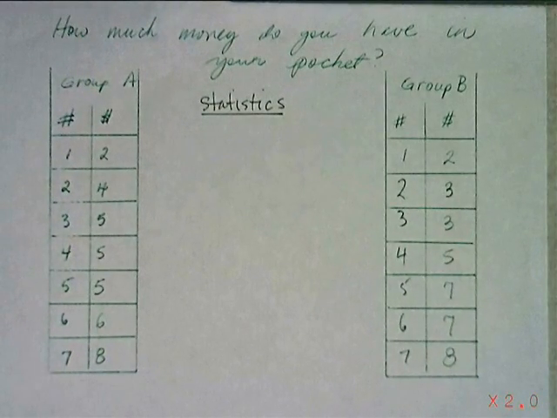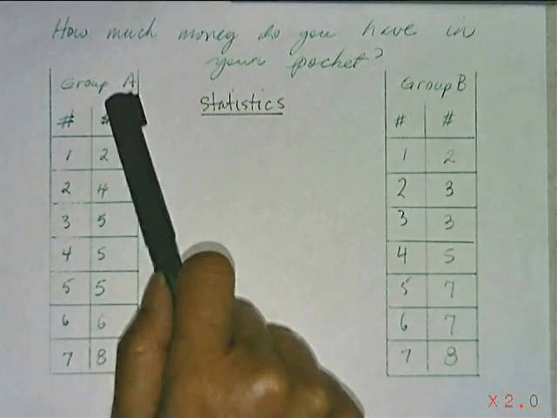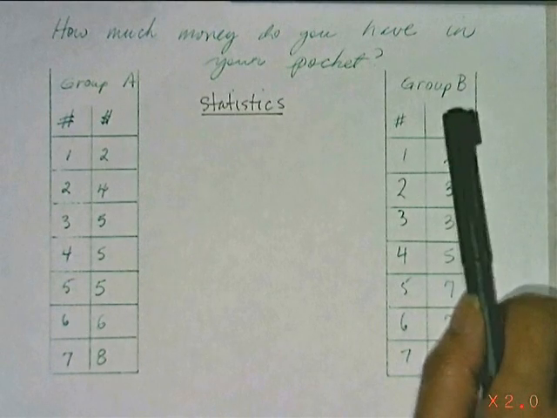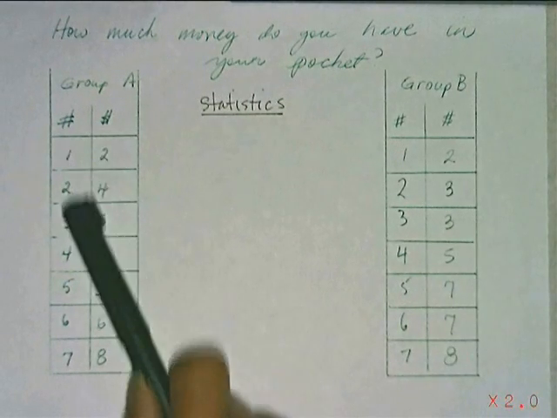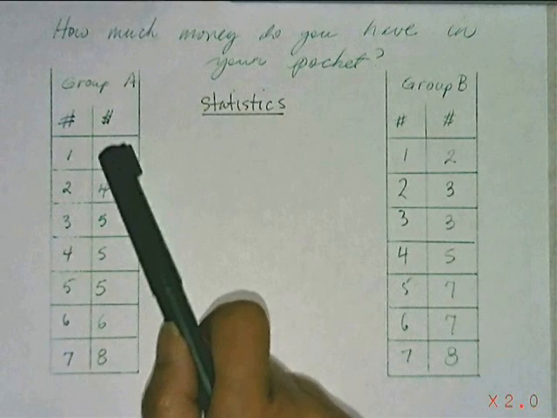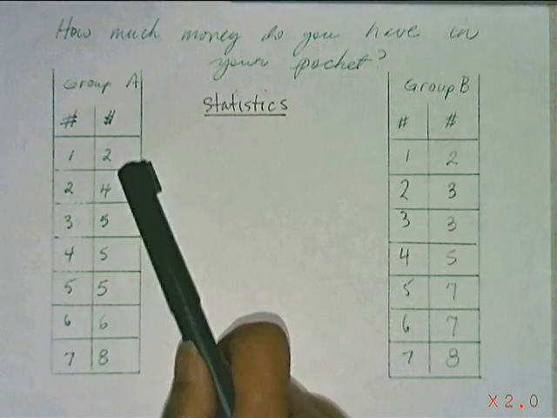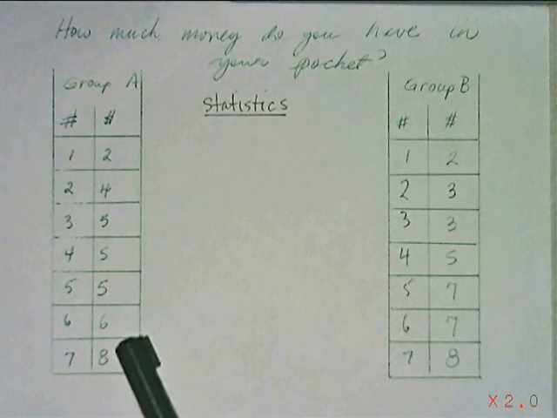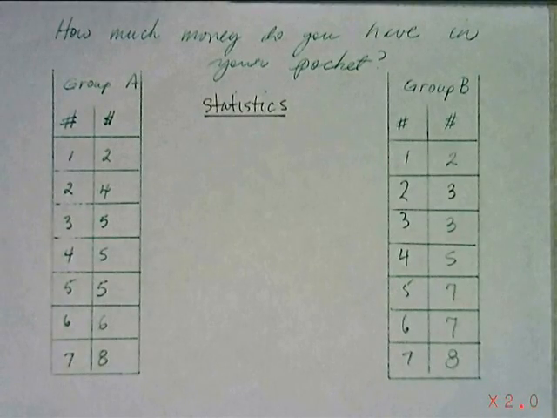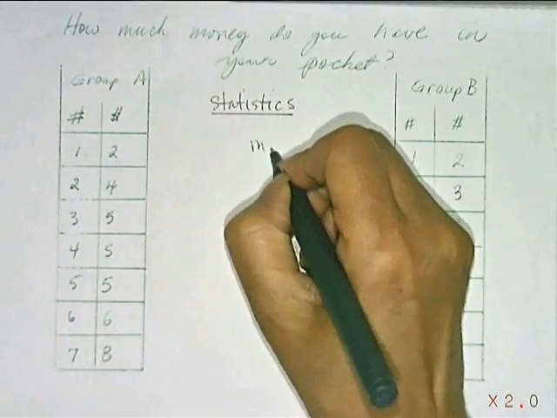Well, I've put the data in a group A table and a group B table. And I've listed the people in group A and what each of their amounts were. I've also sorted the amounts from lowest to highest. We're going to talk about the mean. The mean is the average.